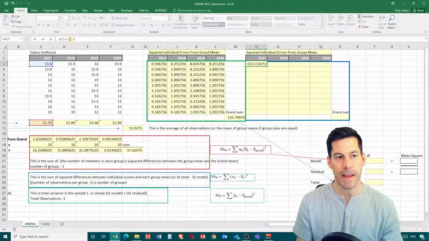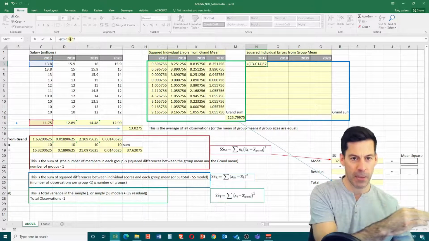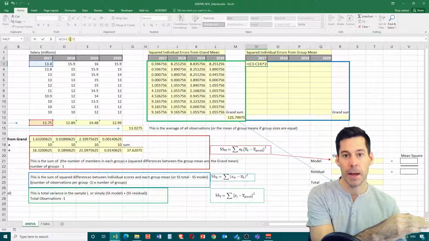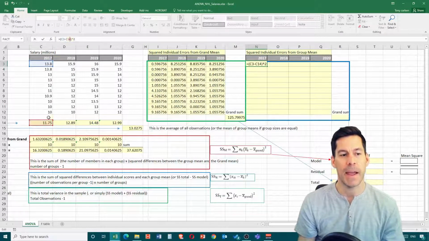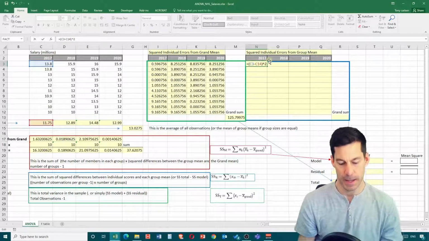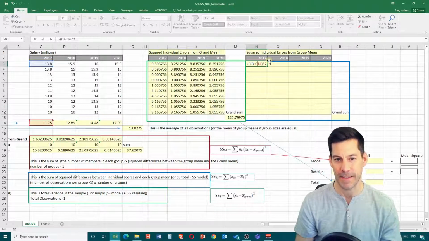Now, in this case, I want the reference to move over with me to the right, but I don't want it to move down. So I want to make a fixed reference to row 14, but not to C. In order to do that, I just need to put a $ in front of the one that I want to hold consistent. That's 14.